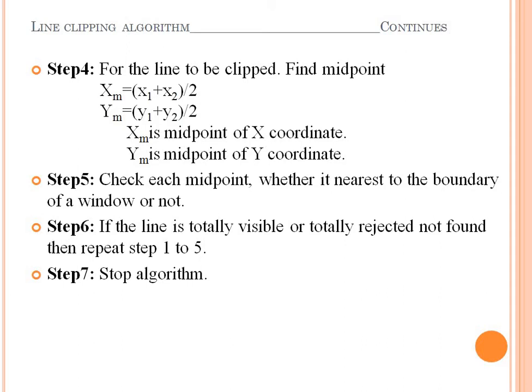Step number 5 is, check each midpoint whether it is nearest to the boundary of the window or not. If it is nearest to the boundary, then we stop calculating the midpoint. Then step number 6 is, if the line is totally visible, accept the line. If it is totally invisible, reject that line. Then step number 7 is, stop this algorithm.